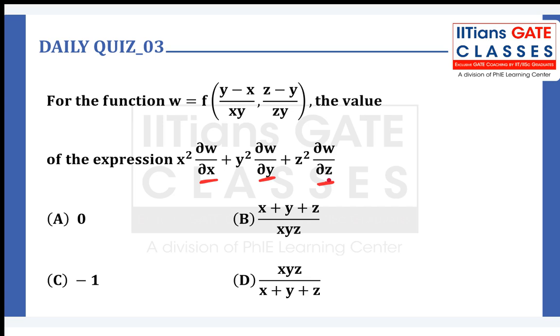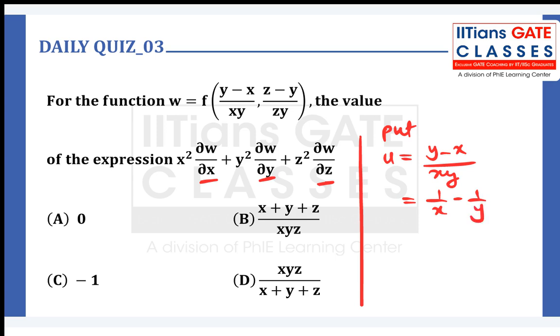So in such cases, the easier way is to do certain substitutions. Let's call this (y minus x) by xy as some function u. And if you see, you can further simplify this as 1 by x minus 1 by y. Therefore your u is 1 by x minus 1 by y. Similarly, put some v equal to the other term, (z minus y) by zy, and then you can further simplify this as 1 by y minus 1 by z. Why are we doing this? Because then it helps in doing the differentiation of w.